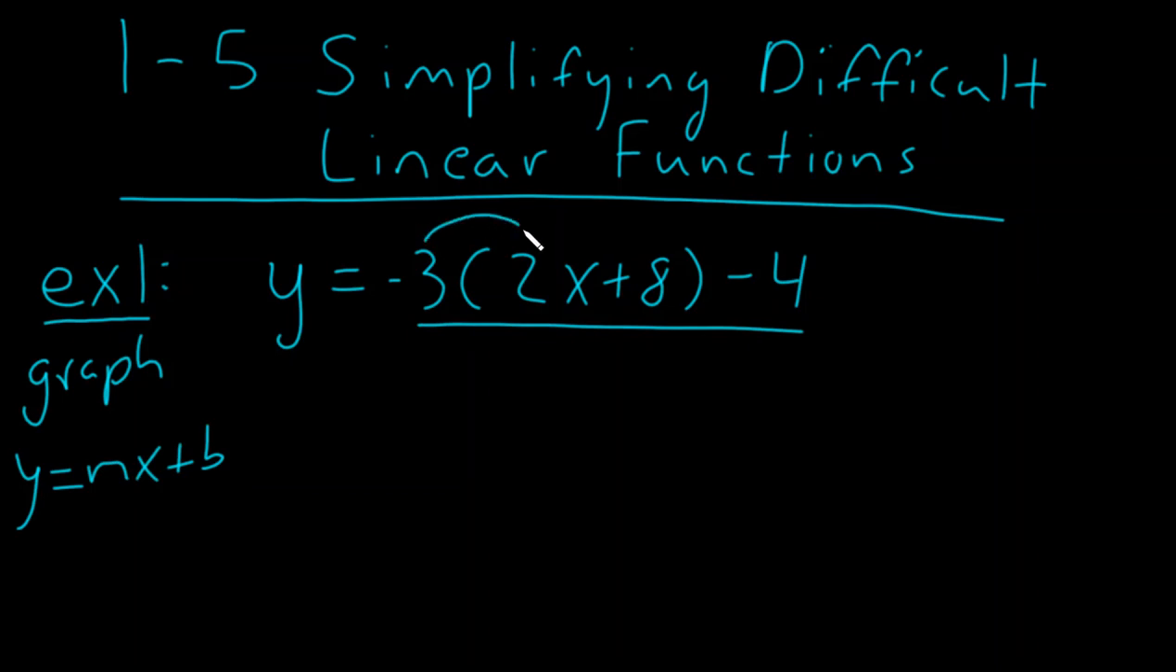Well, the first thing we'll start by doing is distributing. So we'll have y equals negative 3 times 2x, which is negative 6x.